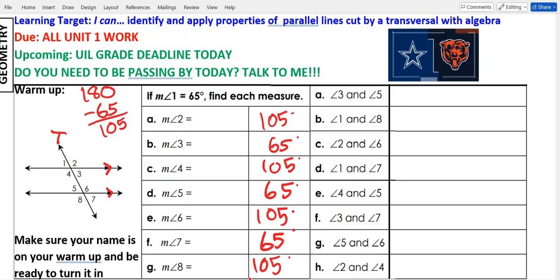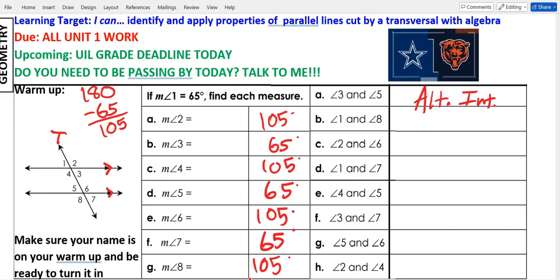Are these on the same side or alternate sides of this T transversal? What do y'all think? Same side or alternate? Alternate. Different sides of the transversal, and are they in or out of these parallels? Inside. So alternate interior angles. I'm going to abbreviate alternate interior. Cool.